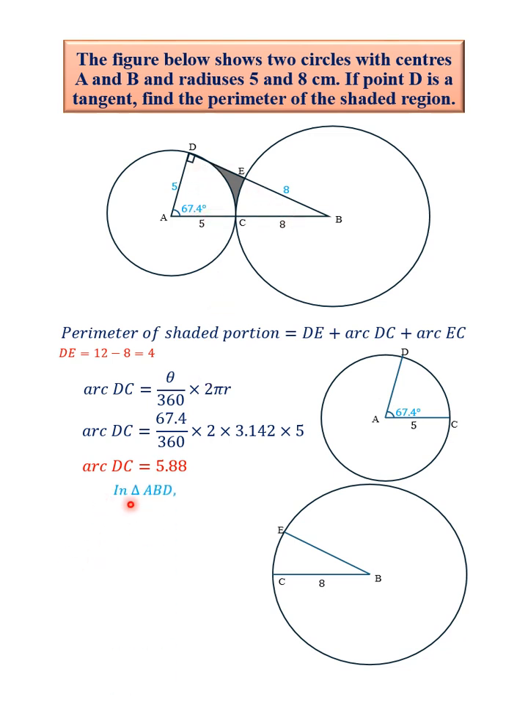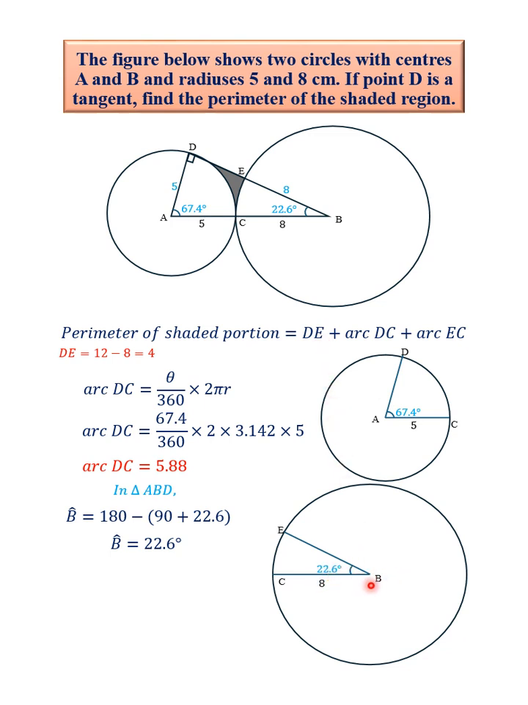So again, in triangle ABD, angle B, which is the angle here, is equal to 180 minus 90 plus 67.4. Sorry, I first wrote 22.6 here, but this should be 67.4. So 180 minus the sum of 90 and 67.4 will give us 22.6. So the angle here is 22.6, which means the angle here is also 22.6.